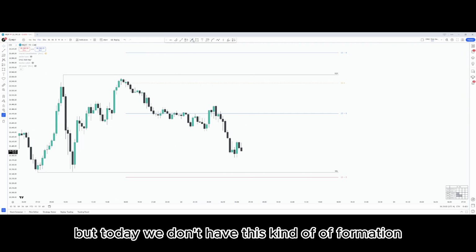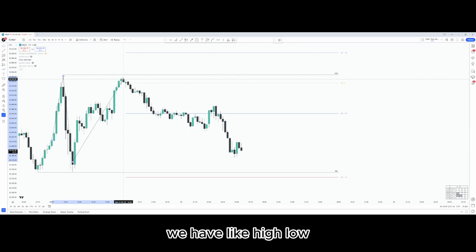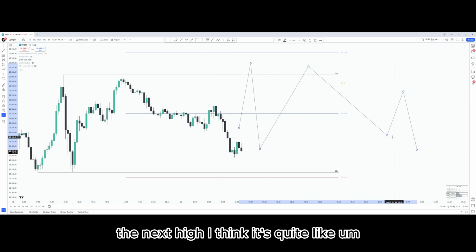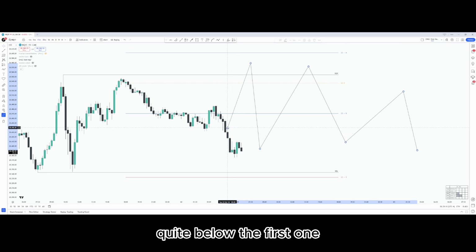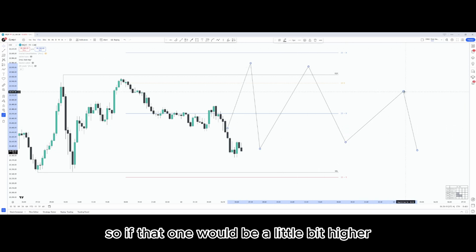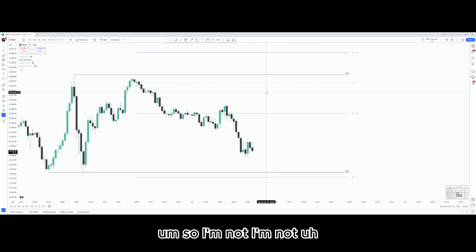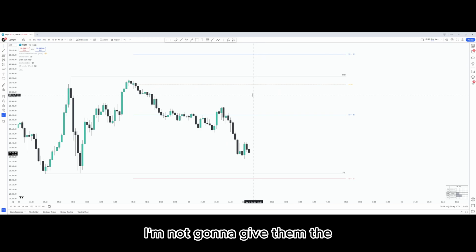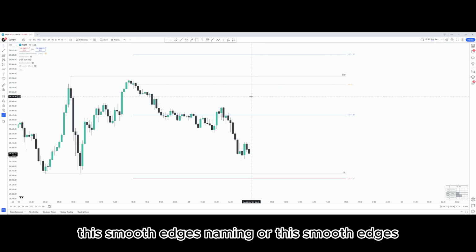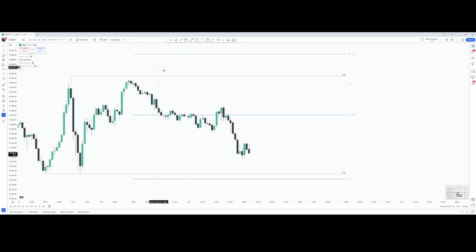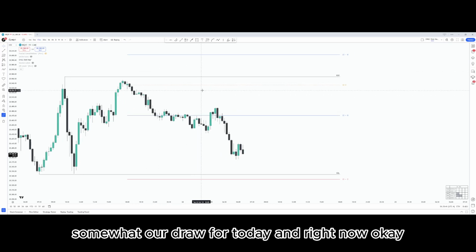But today we don't have this kind of formation. We have high, low, high, and that's it. The next high is quite below the first one. So if that one were a little bit higher, I would consider this as smooth edges. So I'm not going to give them the smooth edges naming or importance here, even though I think this is somewhat our draw for today.